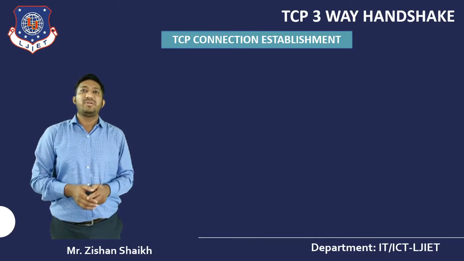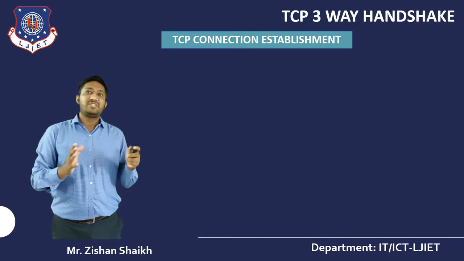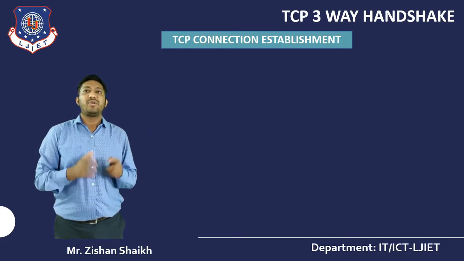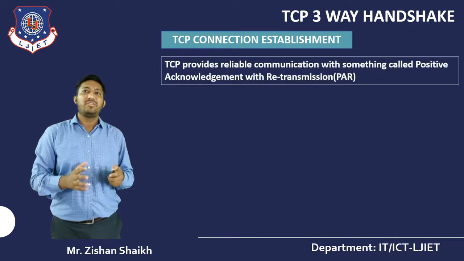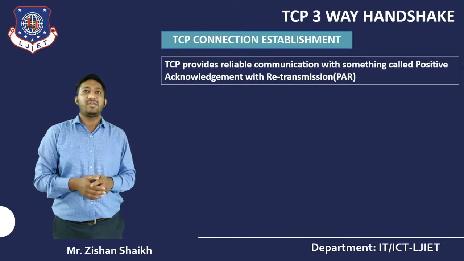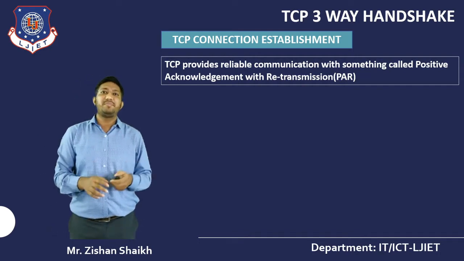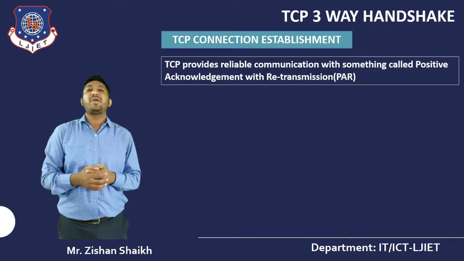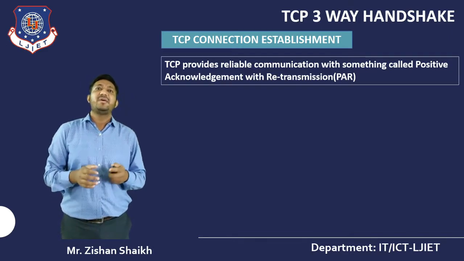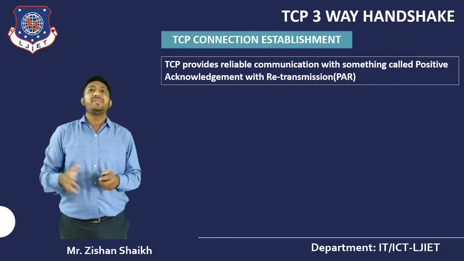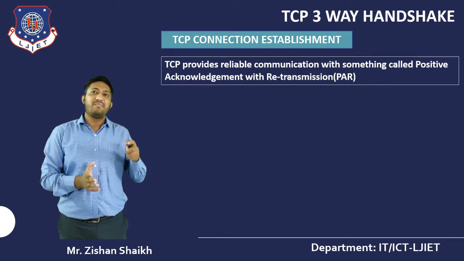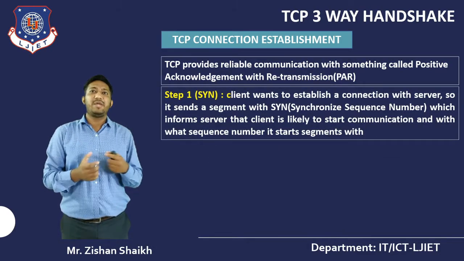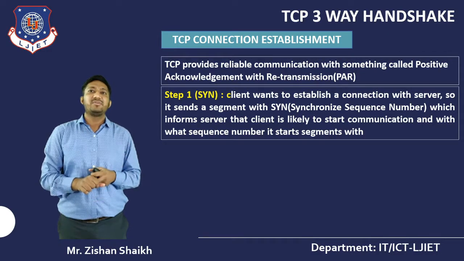When we are talking about connection establishment, TCP performs multiple steps before transferring the data. So what are those steps, which algorithms and which terminologies are used? TCP provides reliable communication with positive acknowledgement, or we can say retransmission, which was covered in the previous video. When performing connection establishment, some flags are used step by step. So we learn all those flags step by step.